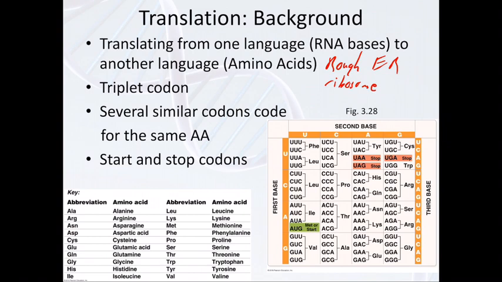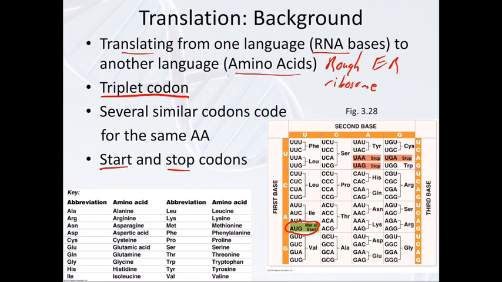Okay, there are start codons and stop codons, right? So the start is always going to be AUG. When that ribosome finds AUG, that's when it knows to start calling in amino acids. It's going to hit the first AUG it gets to, and from there it's going to be calling for different amino acids, binding those together. Really what's happening is it's translating from the language of RNA to the language of amino acids, and that's why it's called translation.